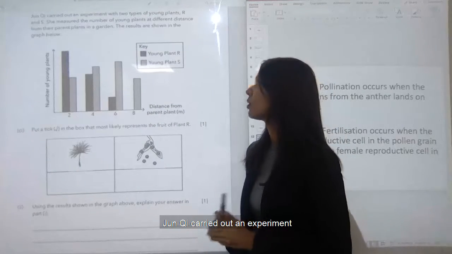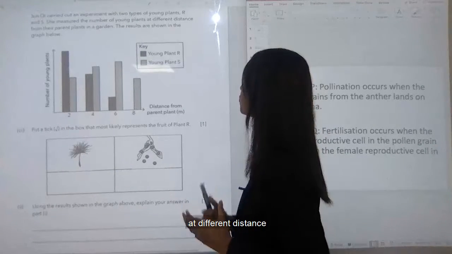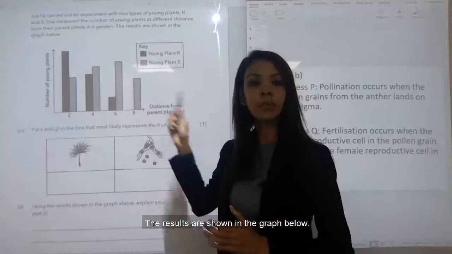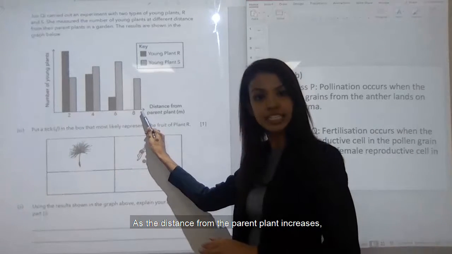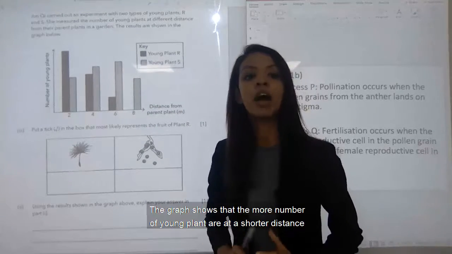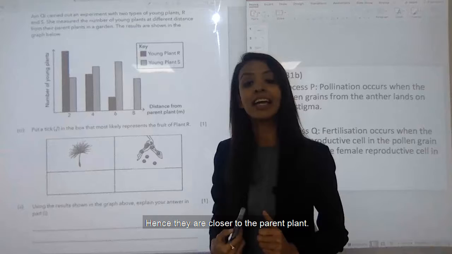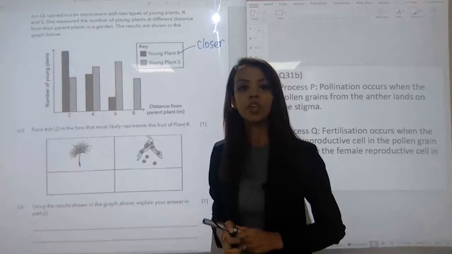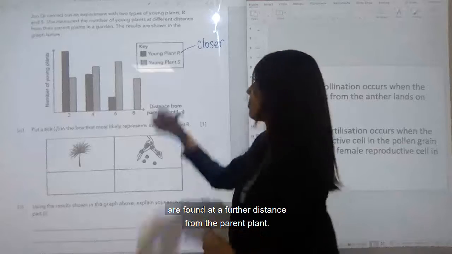Chunzi carried out an experiment with two types of young plants R and S. She measured the number of young plants at different distance from their parent plants in a garden. The results are shown in the graph below. Let's analyze this graph. As the distance from the parent plant increases, the number of young plant R, which is the black one, decreases. The graph shows that more number of young plant R are at a shorter distance from the parent plant. Hence, they are closer to the parent plant. While more of young plant S, which is the grey one, are found at a further distance from the parent plant.